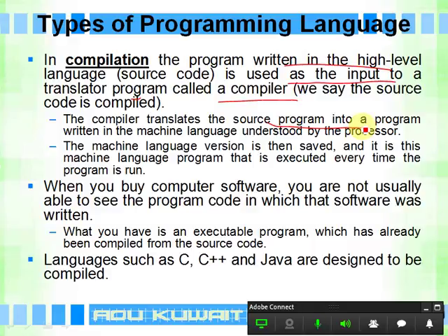So the compilation languages are C, C++, Java. These are all compilation languages. Any program you write in C, C++ or Java, when you run and execute, it will create an exe file. That file is run every time you run the program.